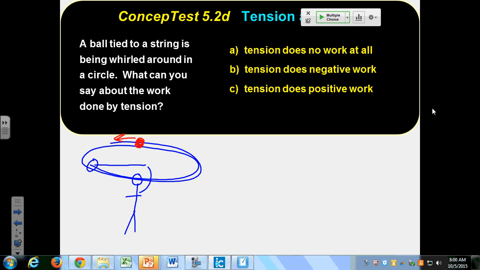But my force is always towards the center of the circle. So my displacement is in that direction. My force is towards the center of the circle. Similarly over here, my force in the tension is in that direction, but my displacement is out tangent to the circle, so sort of out of the page there. All right, so that force and that displacement are always going to be perpendicular to one another. That means that it'll do no work at all. So the answer is A. It's the right answer.